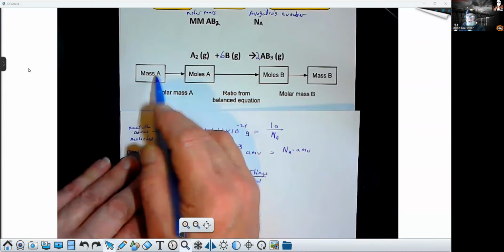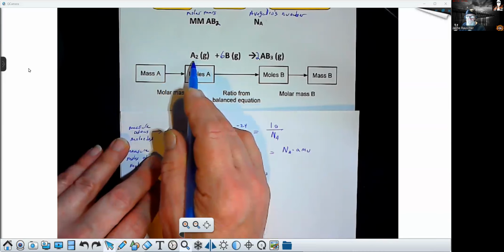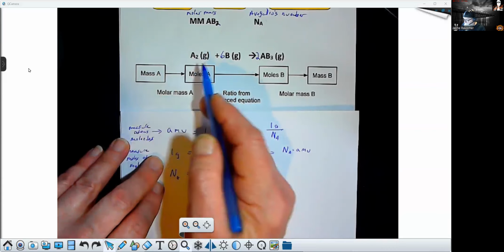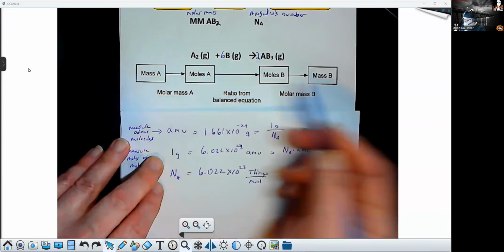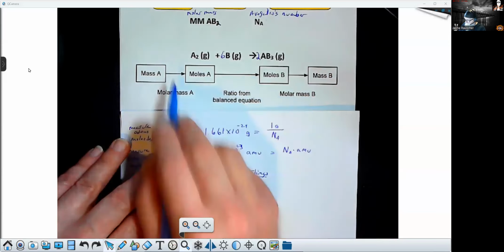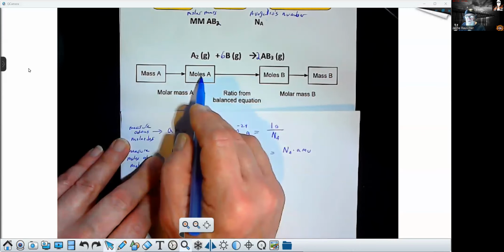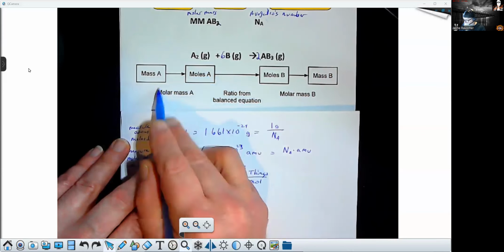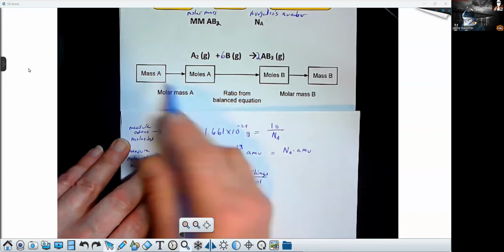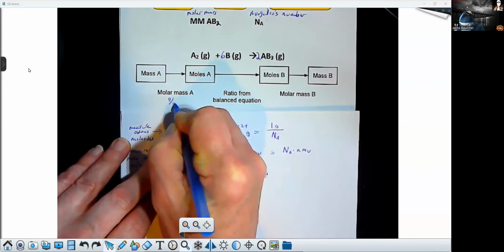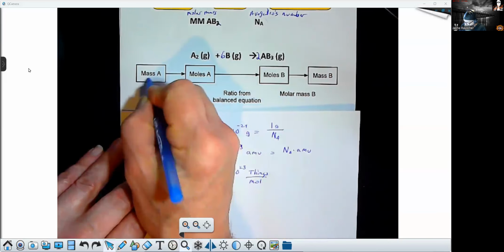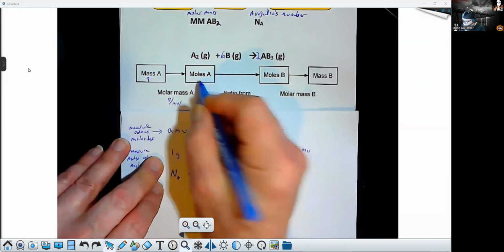Now, if we were given the mass of A, a certain mass of this molecule, and we wanted to find out what mass of B we would need to react with it, then we would take the mass of A and convert it to moles. To do that, we use the molar mass of A. Remember, molar mass is in grams per mole, so we convert from mass, which is in grams, to moles.